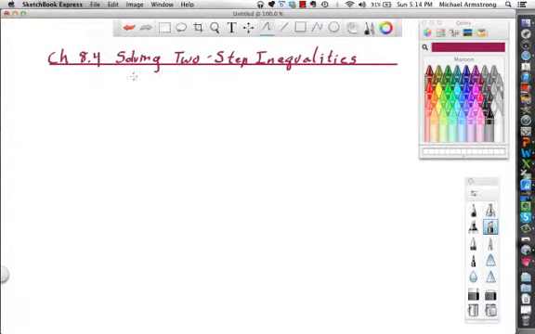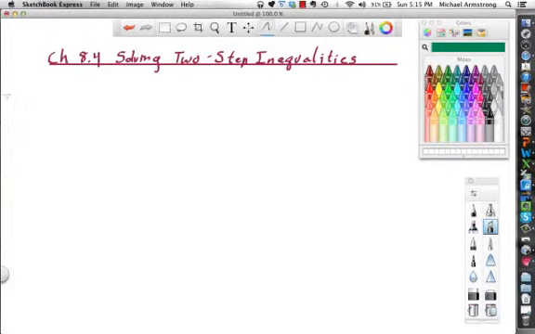Okay, chapter 8.4, solving two-step inequalities, and this is just like solving two-step equations, other than it's inequalities. We're going to keep multiplying and dividing by positive numbers, so that we don't have to worry about anything strange, and we're just going to graph our solutions. It's the same way you solve two-step equations, so this should go quickly. I think you guys will be happy with how this works.